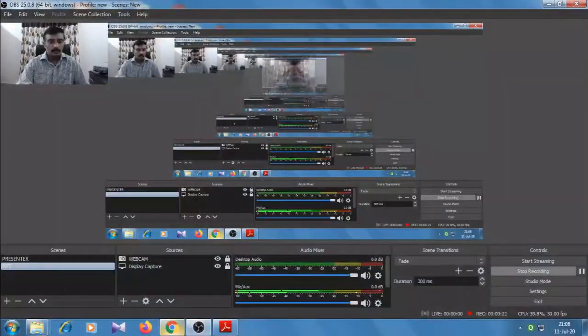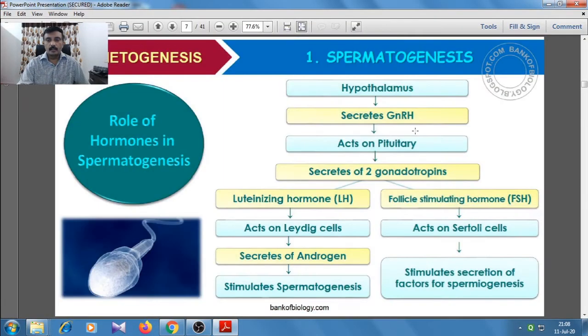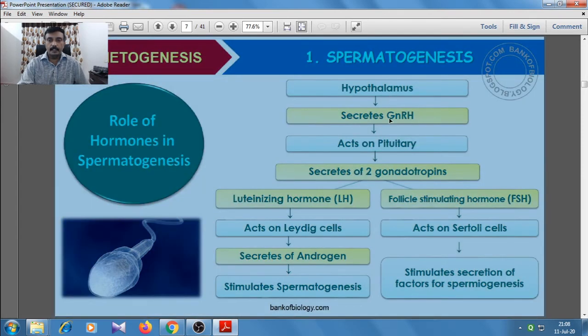Hormonal control of spermatogenesis. At the time of puberty, the hypothalamus starts producing a hormone called GnRH, gonadotropin releasing hormone. This hormone is produced by the hypothalamus, and this GnRH goes and acts on the pituitary gland. It stimulates the pituitary gland, and the pituitary gland produces two gonadotropins. The two gonadotropins produced by the pituitary gland are LH and FSH. LH or luteinizing hormone and FSH or follicle stimulating hormone.